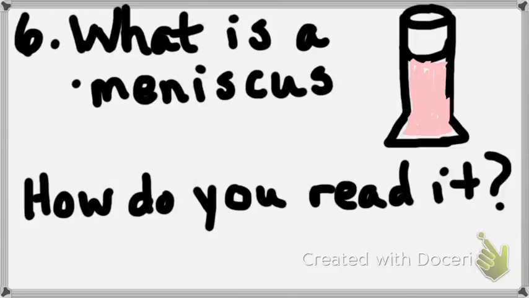Okay, number 6, what is a meniscus? That little dip in the measurement of a graduated cylinder. Excellent. It's the little dip in the graduated cylinder after you put water into the graduated cylinder. And then I have this little drawing up here, and you can tell I have an excellent drawing. You can see I have pink liquid in my graduated cylinder. How do you properly read a graduated cylinder?